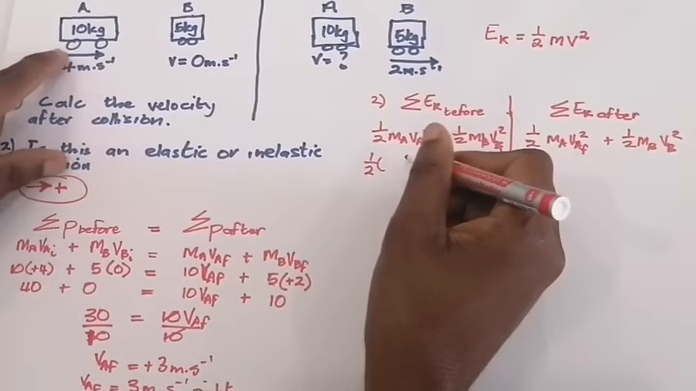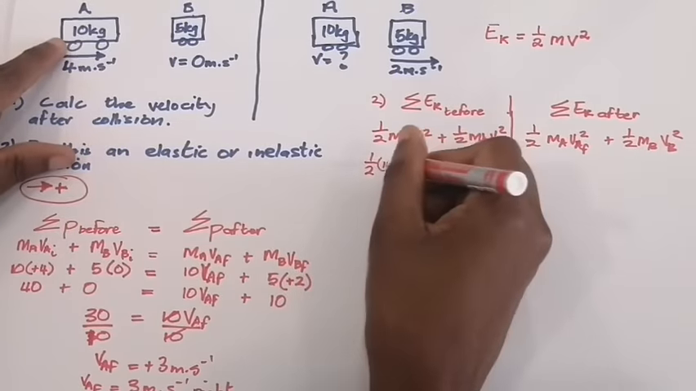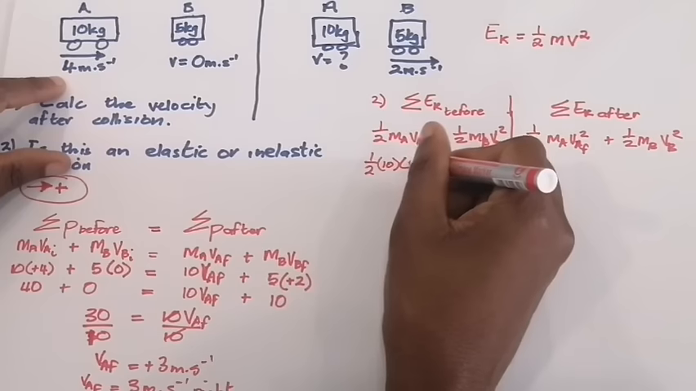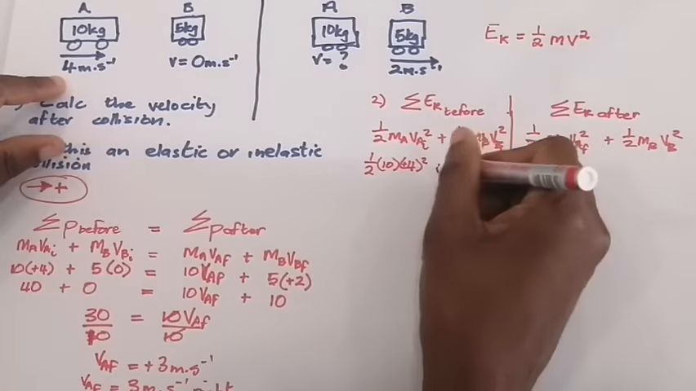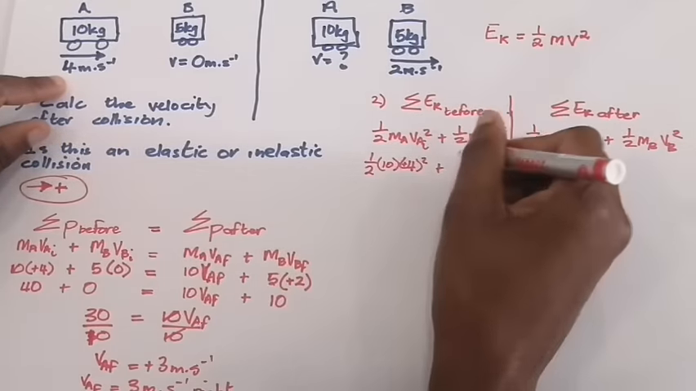Now let's substitute very quickly. Before collision, we know the mass is 10 times the velocity, that's 4 squared. If you want, you can put positive 4, but it really doesn't matter because you're squaring that number.